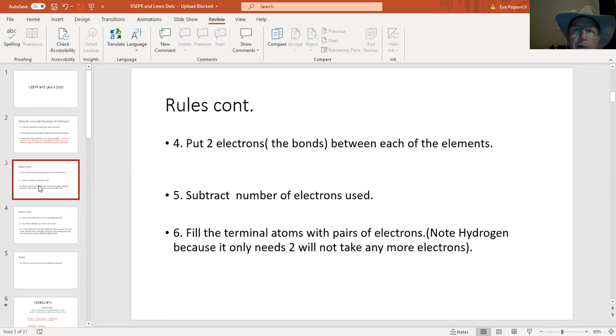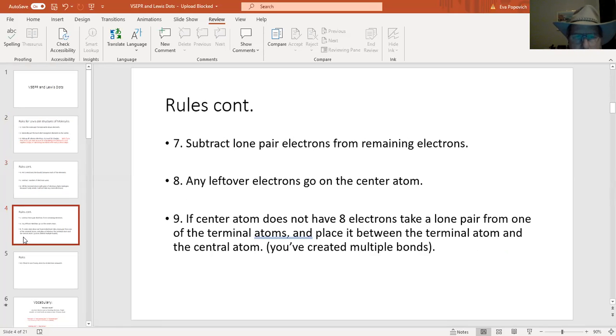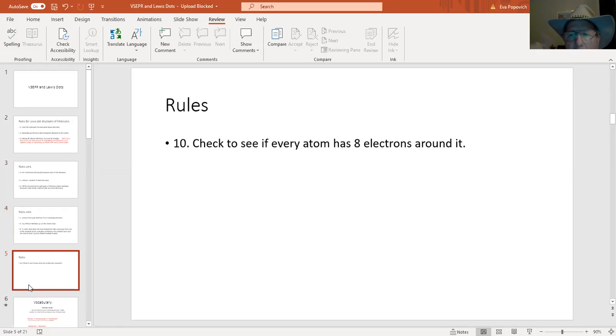Fill the terminal atoms completely with pairs of electrons. Note that hydrogen is already full if it's bonded to something because it only needs 2 around it. Subtract all these terminal lone pair electrons from the remaining electrons. If you have anything left over, they go on the center atom. If the center atom doesn't have 8, take a lone pair from one of the terminals and put it between the terminal and that central atom. You've made a multiple bond. Last thing, check to make sure everything has at least 8 electrons around it.